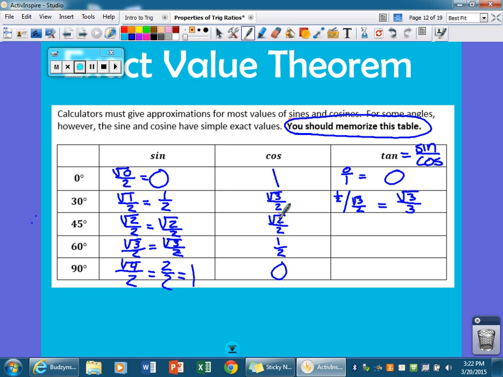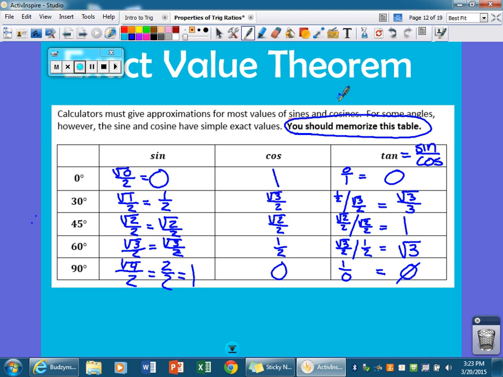My next one, what is the square root of 2 over 2 divided by the square root of 2 over 2? Actually, all that cancels out. This is 1. Next one, square root of 3 over 2, over 1 over 2. When you simplify that out, you get the square root of 3. And the last one, it's 1 divided by 0, which you can't do, so it's undefined.